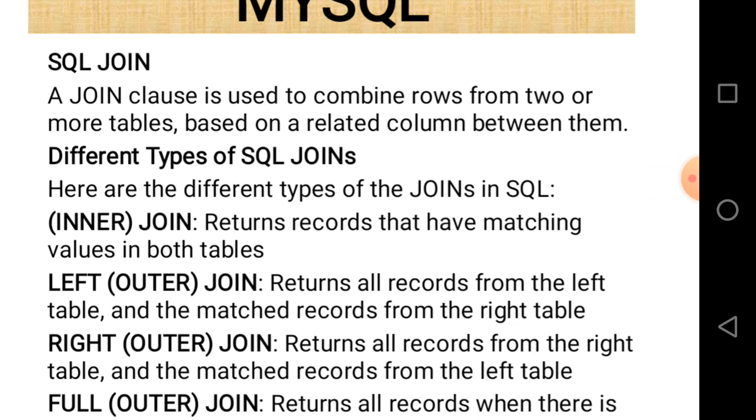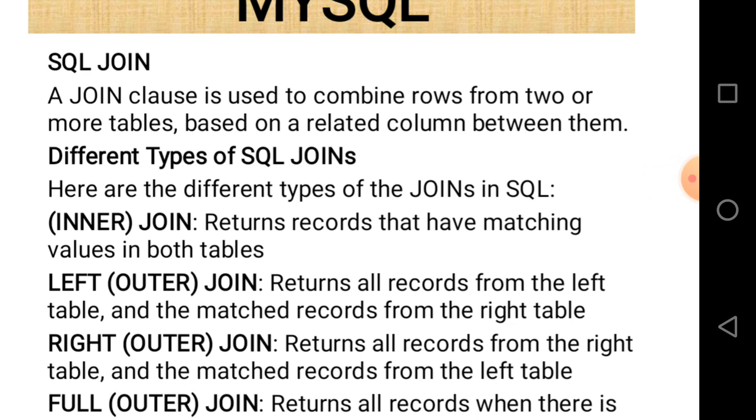The first thing that should be clear in our mind is that a join is only possible when there is a common column between two tables, and the common column should have the same data type in both tables also. Only after that will two tables, or more than two tables, be joined.